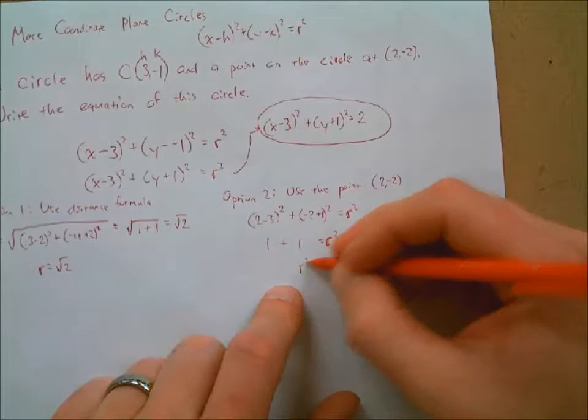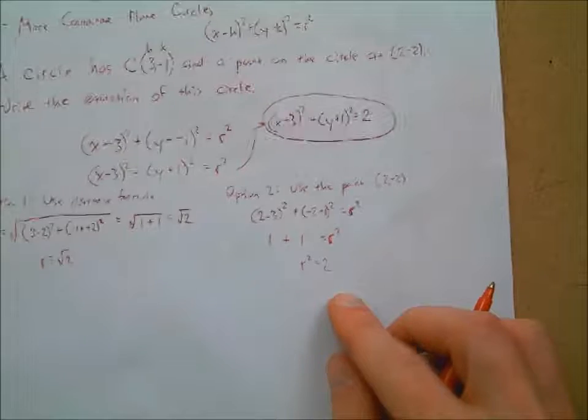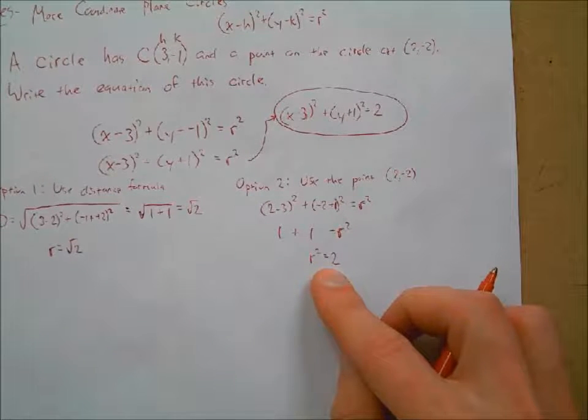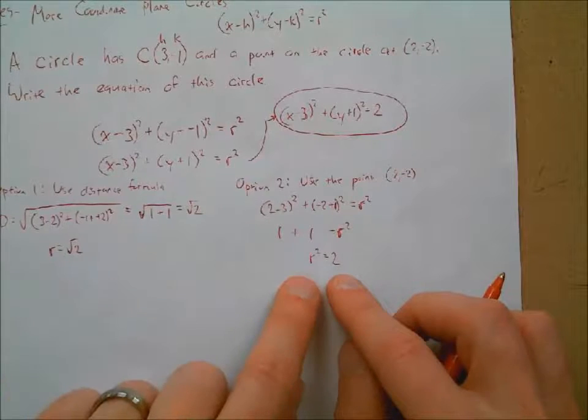R squared is 2. Okay? And in fact, we can stop here. It's not necessary to solve for r, because what do we need in our equation? Do we need r in our equation? What do we need? We need r squared. We already have r squared. Right there it's 2. So we don't need to continue by square rooting.